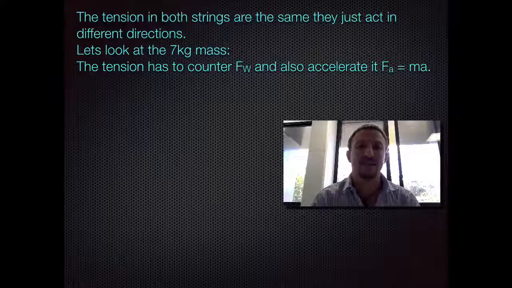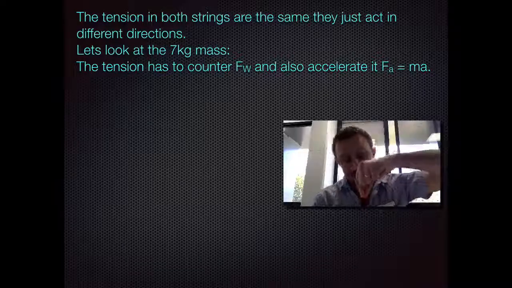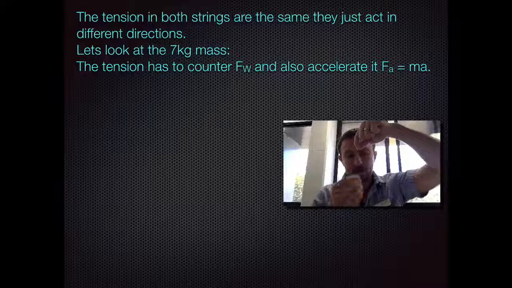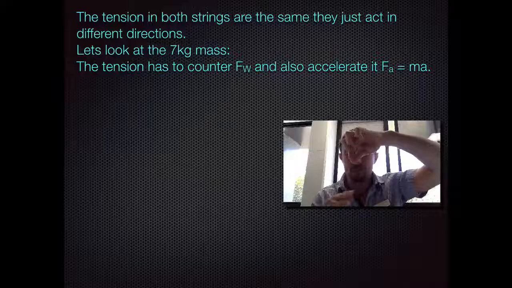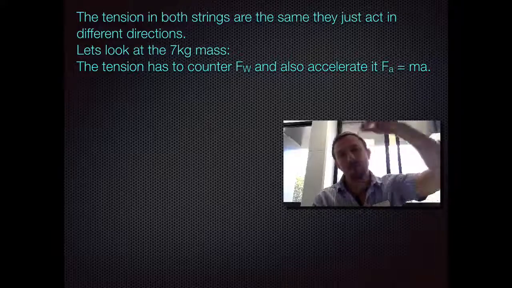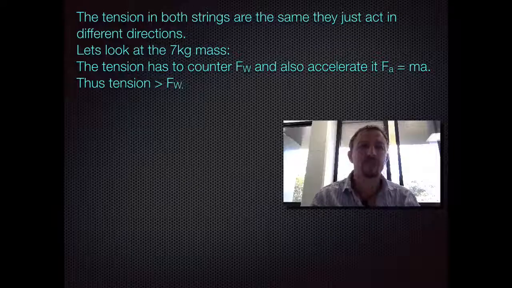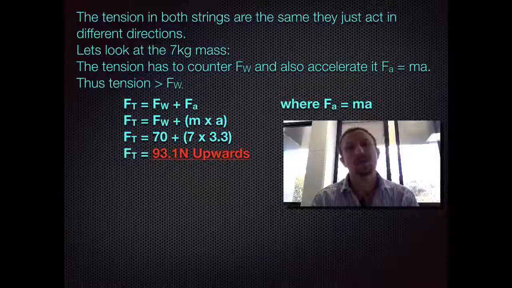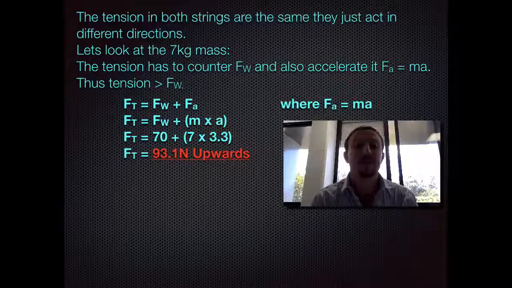Now the tension has to counteract the weight force and also be accelerated upwards. So if you think about it, it's being accelerated upwards at 3.3 meters per second squared. That force has got to hold it stationary, which is its weight force, plus have an extra force to cause it to accelerate upwards. So the upwards force has got to be greater than the downwards force. So as a result, the tensional force has got to be greater than the weight force. Now I know what the weight force is, the force due to the acceleration of gravity on that mass. So as a result, I can find my tensional force.